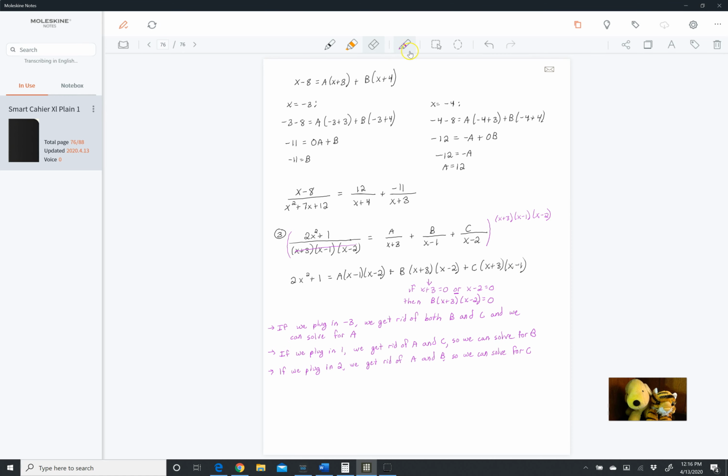So let's do each one. Let's start with negative 3. So 2 times negative 3 squared plus 1 equals a times negative 3 minus 1, negative 3 minus 2, plus b, negative 3 plus 3, negative 3 minus 2, plus c, negative 3 plus 3, negative 3 minus 1.